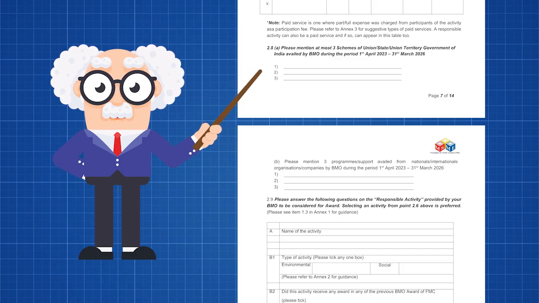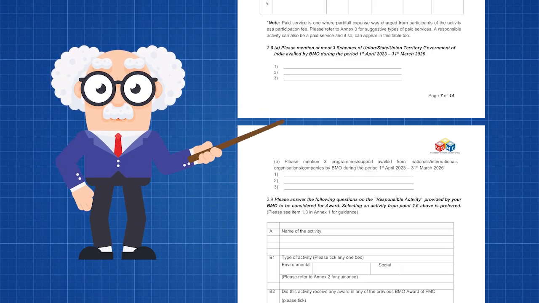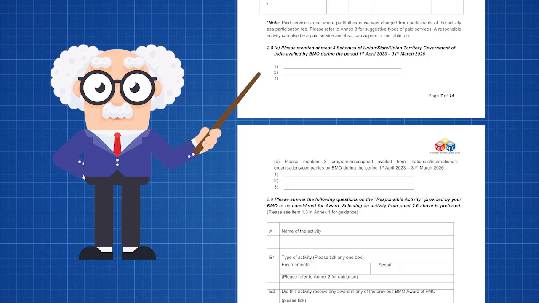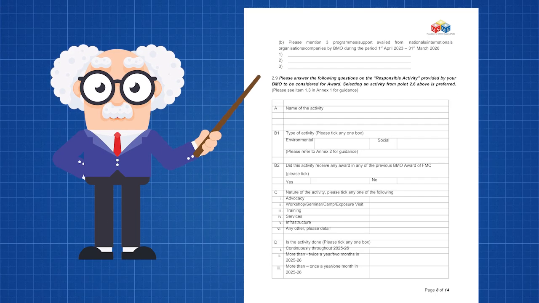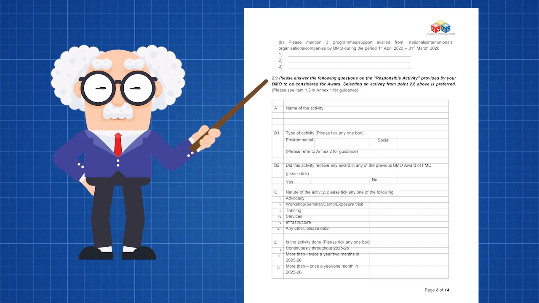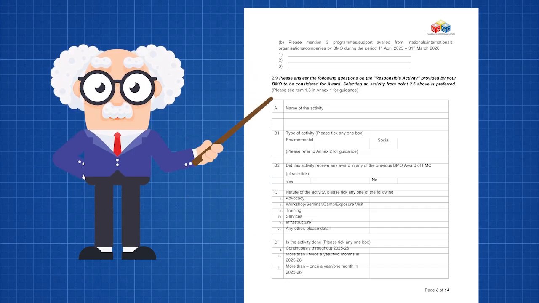Part A asks you to mention up to 3 schemes of the Union, State, or Union Territory Government of India that your BMO availed during 1st April 2023 to 31st March 2026. Part B asks you to mention up to 3 programs or support availed from national or international organizations or companies during the same period. Simply write the names in the spaces provided. You don't need more than 3 for each.